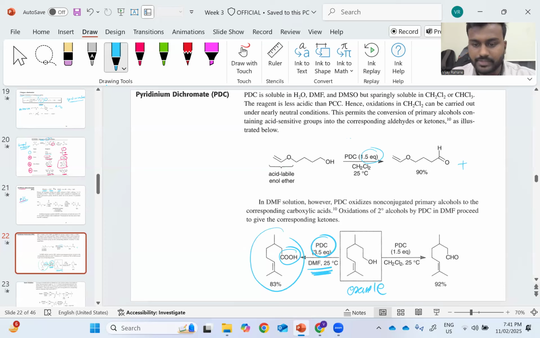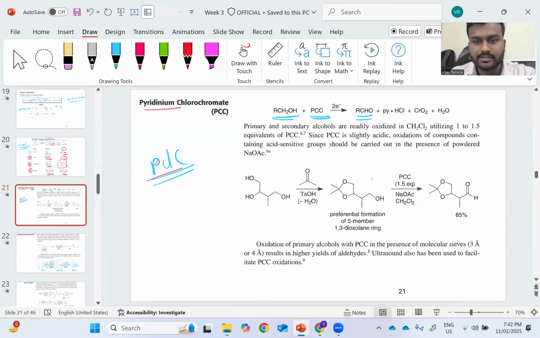And in this case, when you use the PDC in 1.5 equivalent in the DCM solvent, there is a difference between the solvents. When you use the DCM, the reactivity of this reagent is slightly less. That's why we get the aldehyde as a major product. So we get 90% of the aldehyde. The oxidation of this alcohol stops at the aldehyde stage with PDC in DCM, but PDC in DMF gives acid as a major product. So this is the difference between the PCC and PDC.